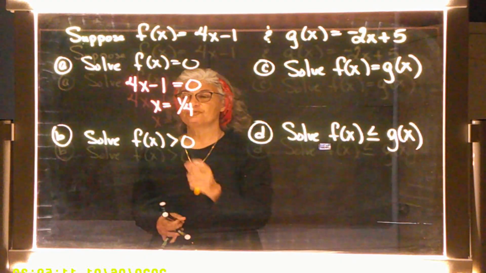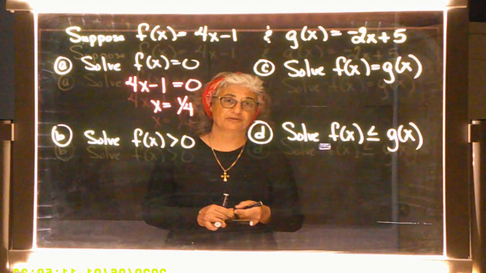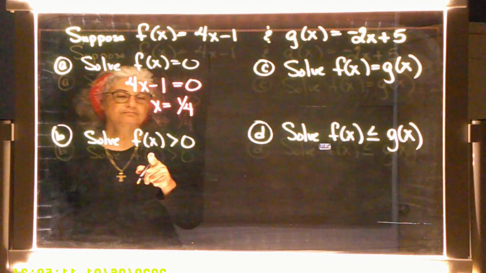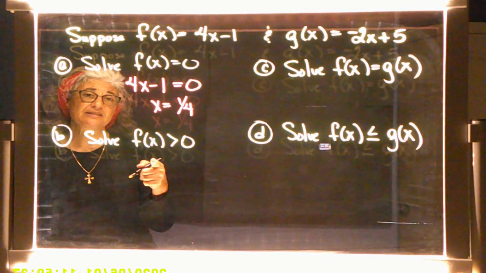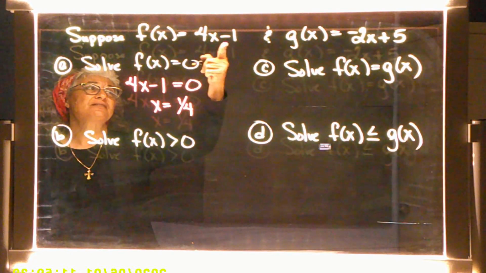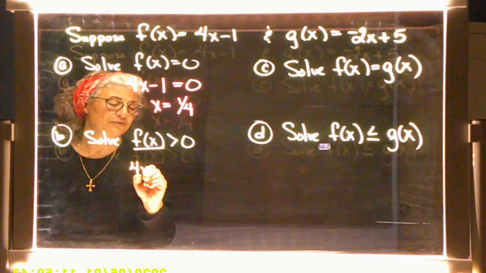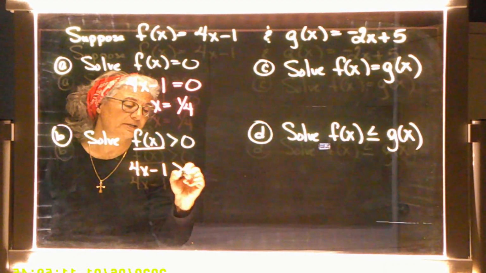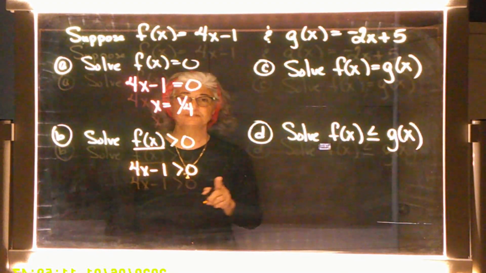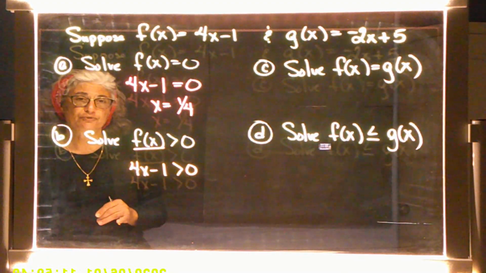Part B is asking you to solve f of x greater than 0. Well, again, don't you know what f of x is? Yeah, you know f of x is 4x minus 1. So out goes f of x and in goes the 4x minus 1 greater than 0. Cool? And then you solve, don't you?